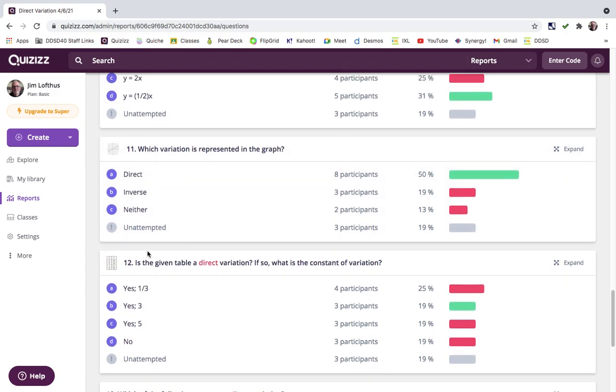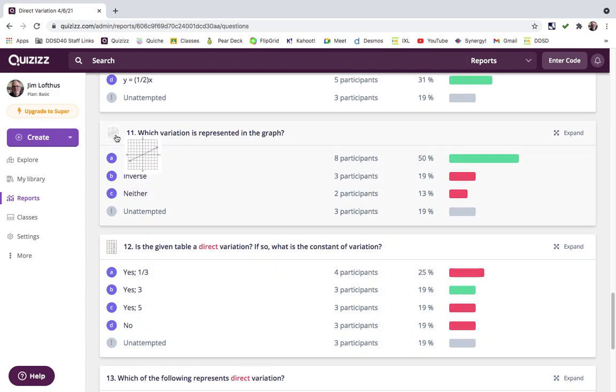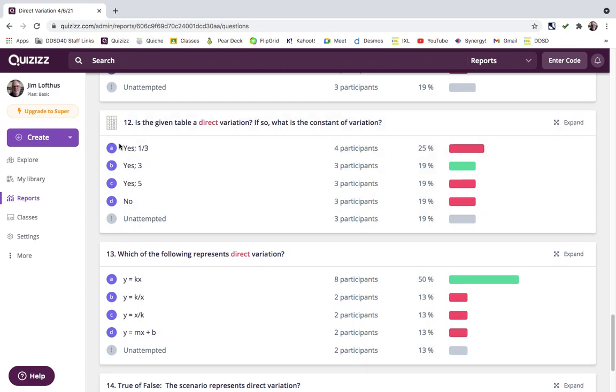Which variation is represented in the graph? I meant to actually have this one be edited out, so I'm not even going to look at that one. We're going to just throw that one away.